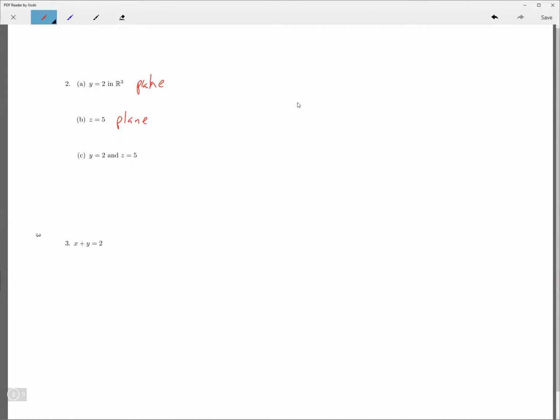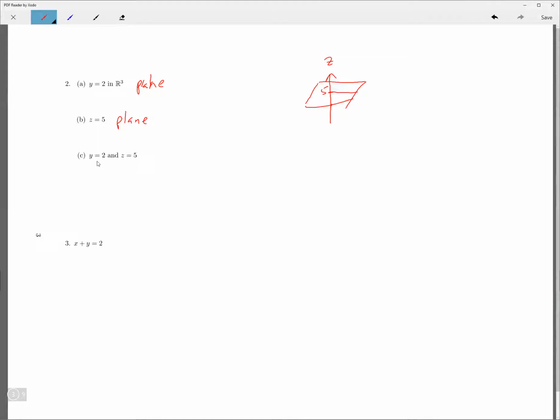Okay, so z equals 5. Just to give you an idea what z equals 5 is, if this is the z-axis coming up right here, and this is 5, it's just going to be like this plane right here. Because x and y can be anything, it goes on forever in all directions.